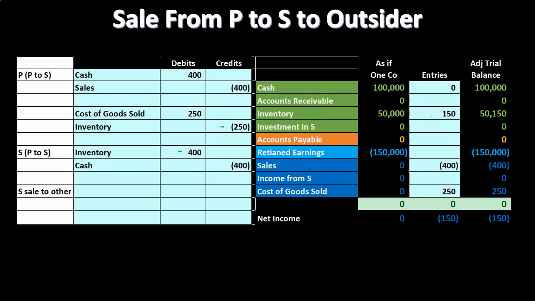So at this point in time, if we made a sale to ourselves, what would be the net effect? Well, inventory would then be overstated. The sales are overstated by the 400, and the cost of goods sold is overstated by the 250. That's the net effect. And notice we haven't made the sale yet. The inventory is still on the books here.